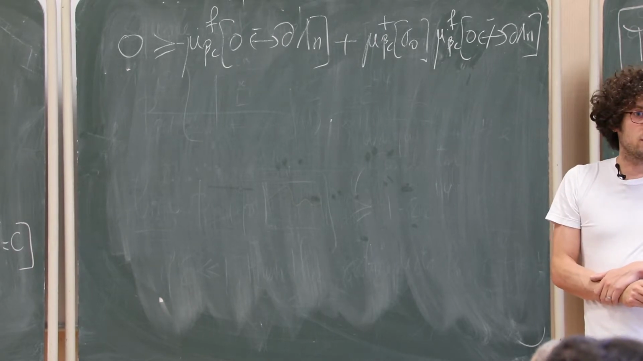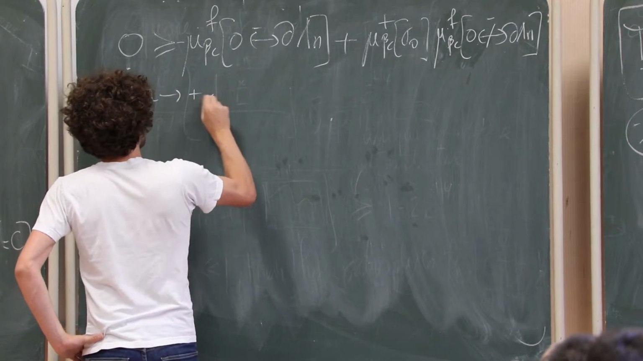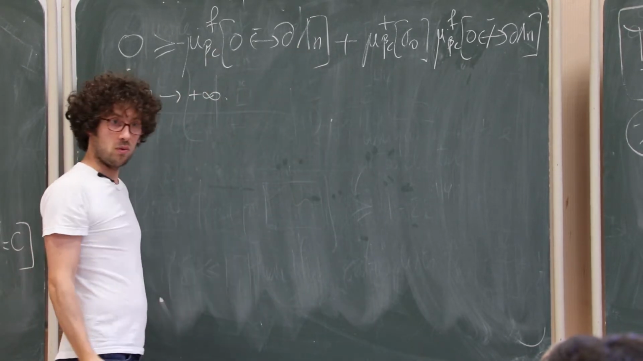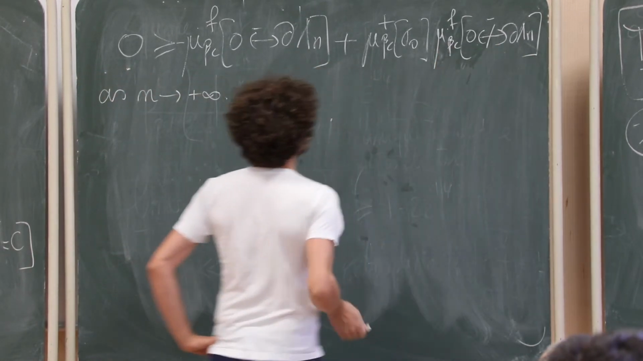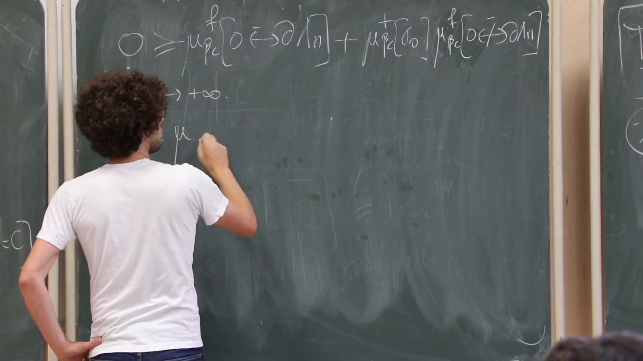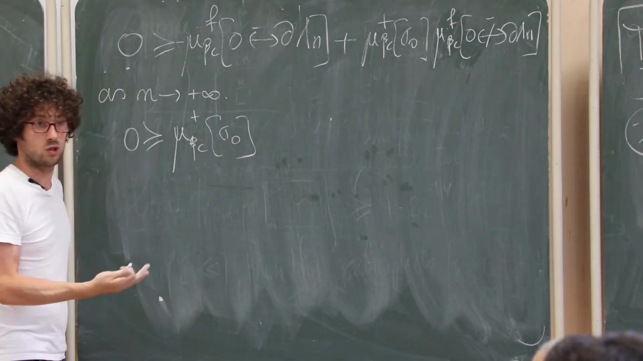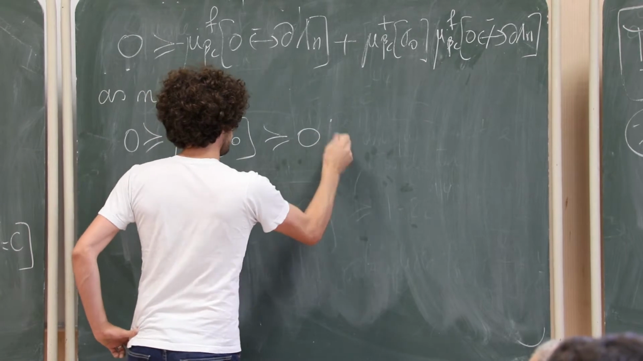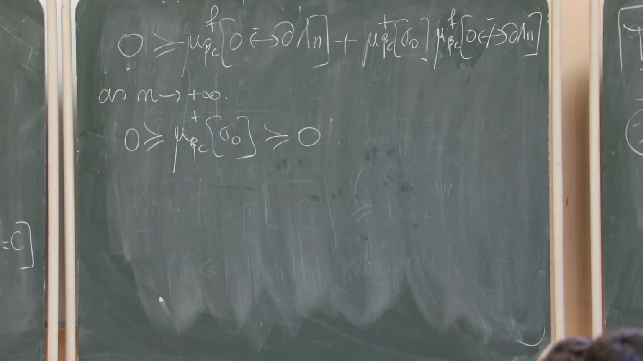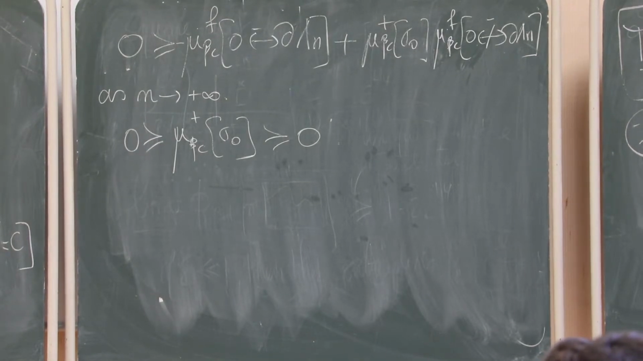Let n tend to infinity. This tends to 0. This tends to 1. So I get 0 smaller or equal, larger or equal to mu plus beta c of sigma 0. And notice that the other bound is trivial. This I always get just because plus boundary conditions are favoring everything. So I really spelled out all the details, but it's almost a one-line argument.